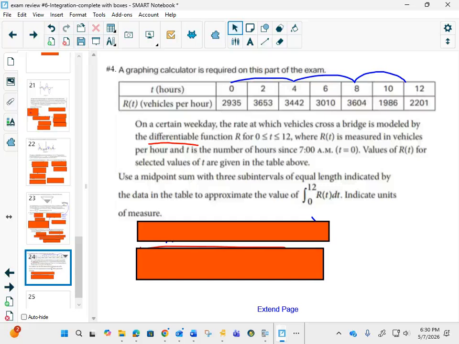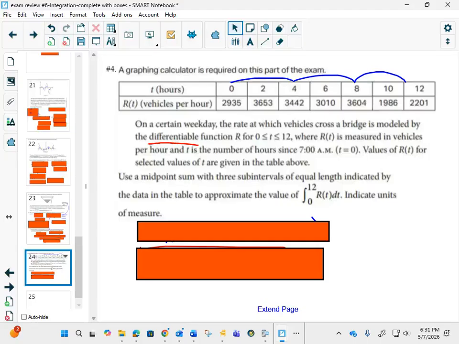On a certain weekday, the rate at which vehicles cross a bridge is modeled by the differentiable, hence continuous, function r, where r of t is measured in vehicles per hour, and t is the number of hours since 7 a.m. And we've got selected values there. This is a rate. Do you see that it's a rate? Use a midpoint sum with 3 sub-intervals of equal length.